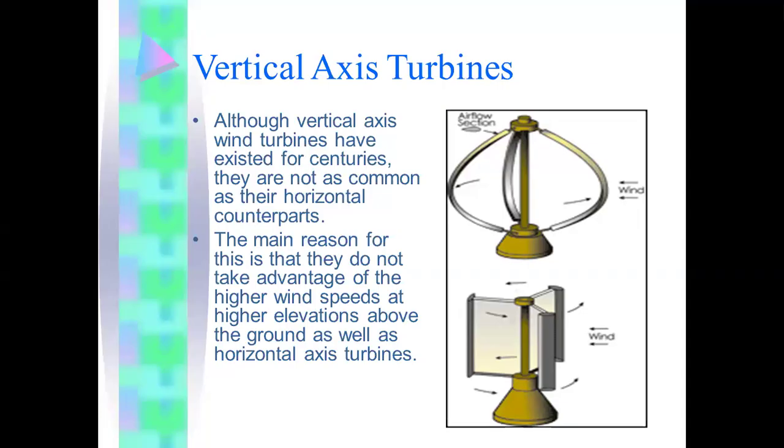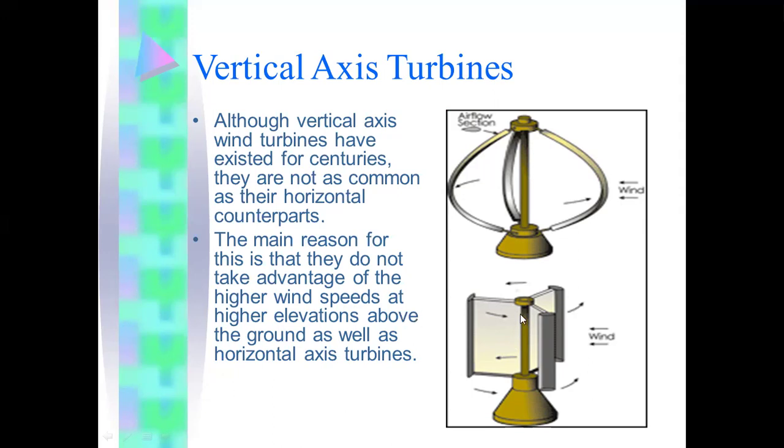Although vertical axis wind turbines have existed for centuries, they are not as common as their horizontal counterparts. These are less common as compared to horizontal windmills. The main reason for this is that they do not take advantage of the higher wind speeds at higher elevations above the ground, as well as horizontal axis turbines.